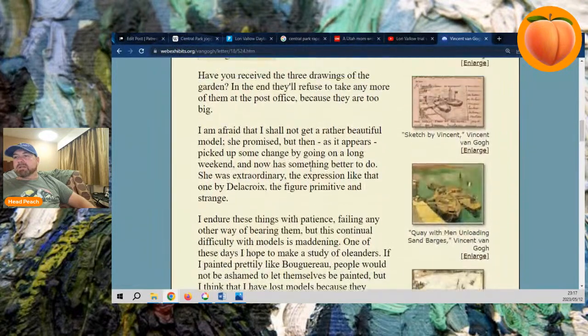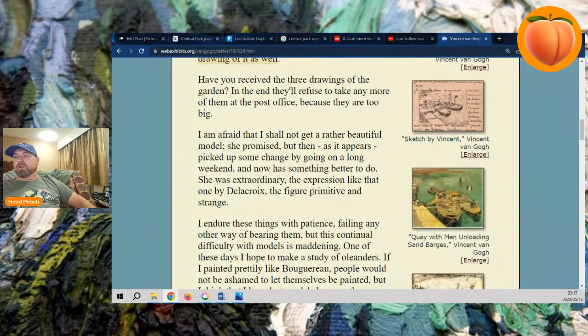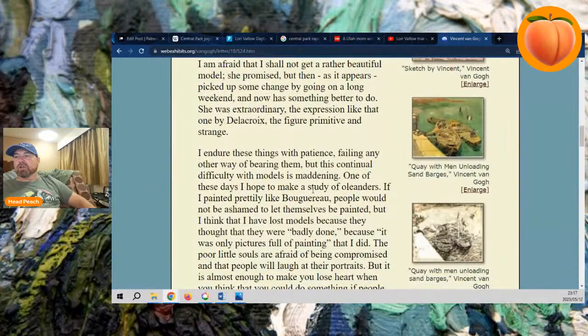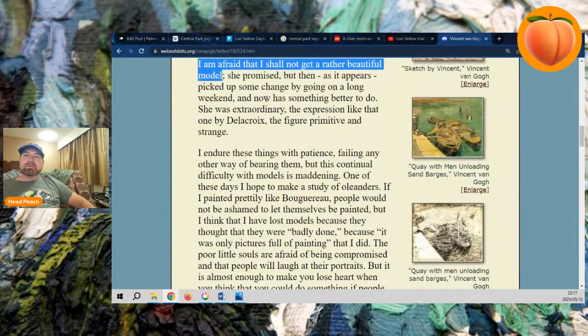And then he says, have you received the three drawings of the garden? And then he says, I'm afraid I shall not get a rather beautiful model. So this is where he talks a little bit about his feeling of disappointment. He looks like he had his heart set on painting a beautiful girl or beautiful woman. Then she promised, but then, as it appears, picked up some change by going on a long weekend, and now has something better to do.